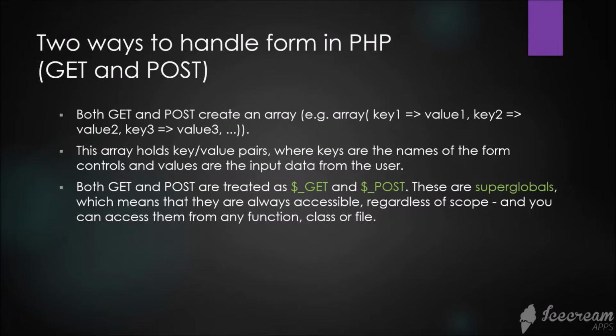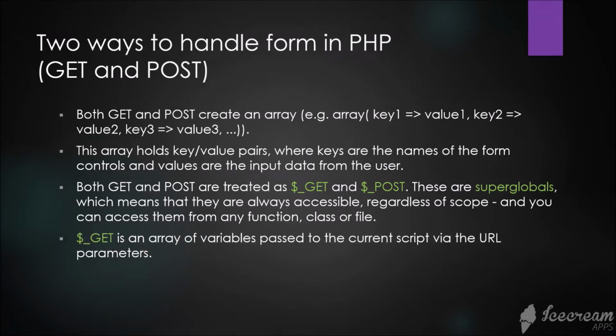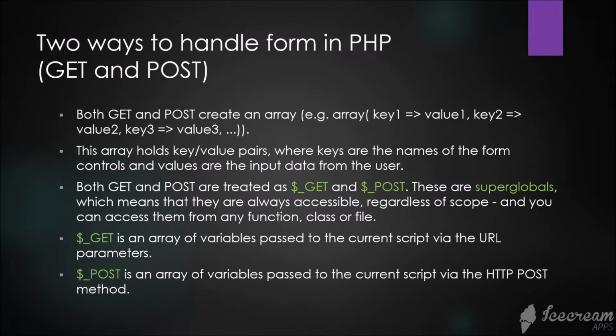Both get and post are treated as $_GET and $_POST. These are super globals, which means that they are always accessible regardless of the scope. And you can access them from any function, class, or file. Okay, so $_GET is an array of variables passed to the current script via the URL parameters, while $_POST is an array of variables passed to the current script via the HTTP post method. Okay?